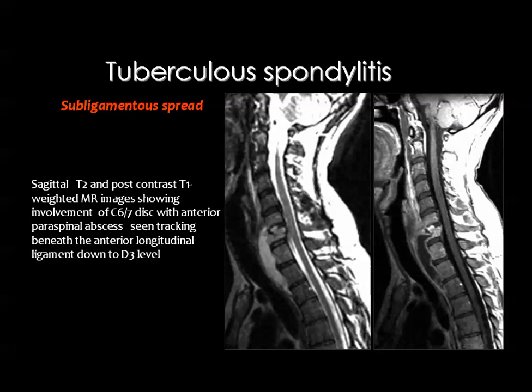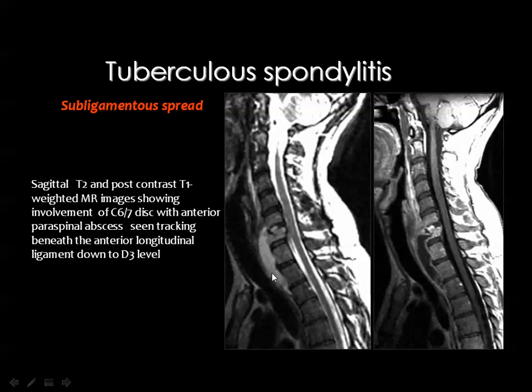Then one of the features of tuberculous spondylitis is the subligamentous spread of the inflammatory process. And here is a good example. There is a lesion at that level. This is C2, 3, 4, 5, 6, and 7. Then at C6, 7, there is a tuberculous lesion or spondylodiscitis involving the disc as well as the vertebral body, and there is a prevertebral abscess which is extending underneath the anterior longitudinal ligament for a good distance below the level of the lesion.